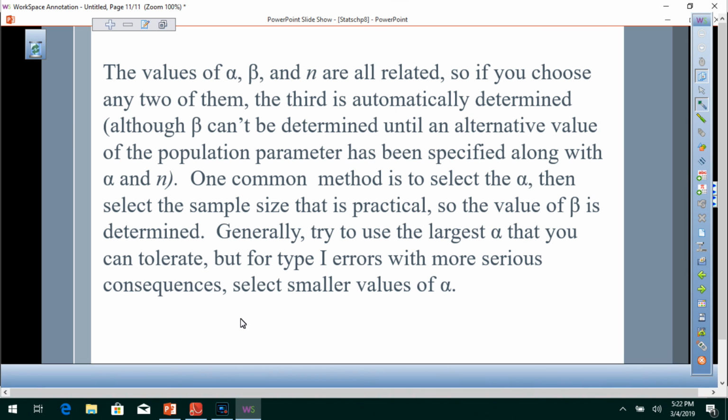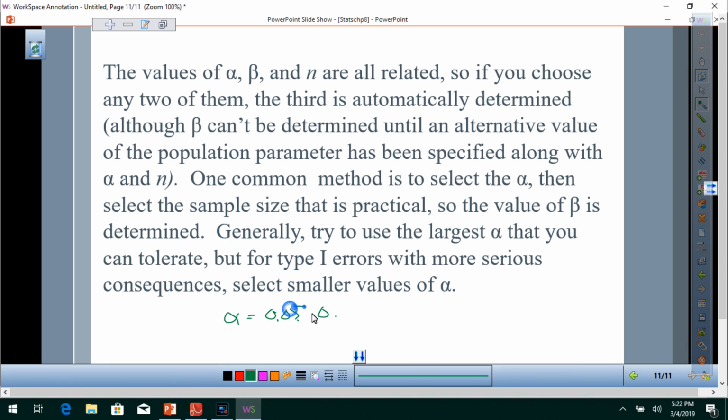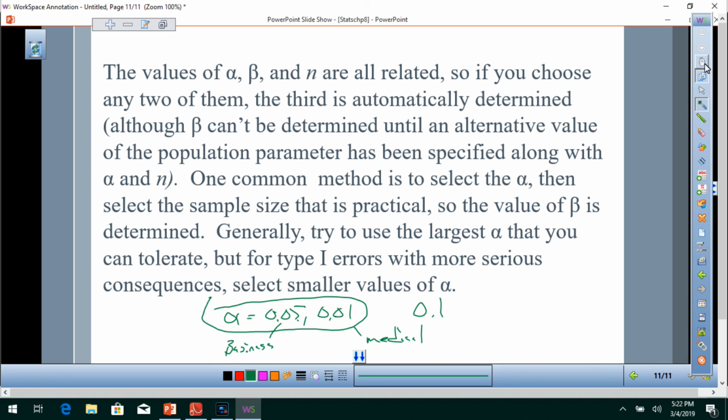And usually alpha, the most common values are probably 0.05, and then 0.01, and then some use 0.1. But 0.05 and 0.01 are the two most common. One being mostly in business and stuff like that, and the other probably more in the medical field as a general rule.